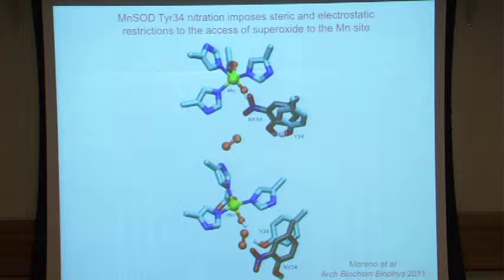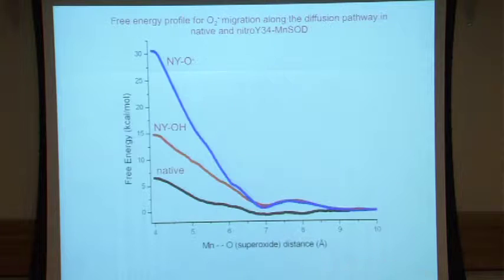This is superoxide trying to reach the active site. Here is the nitro group. The idea is the nitro group is impeding the penetration of the superoxide to the active site. But let me show you a key piece of data. This was molecular dynamics calculations we did in collaboration with Darío Estrín from the University of Buenos Aires.